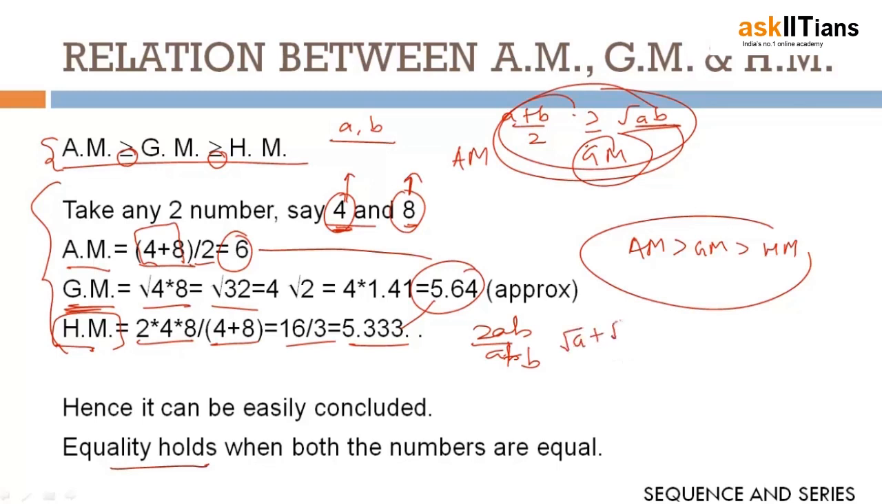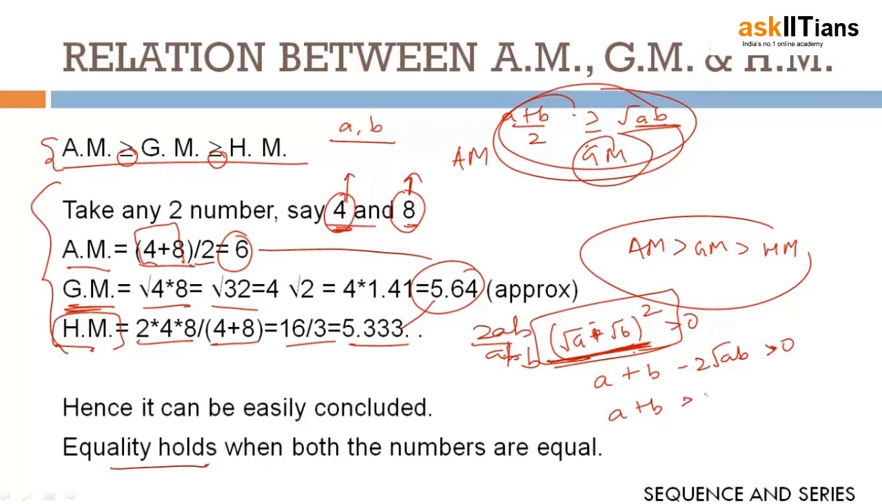If I write (root a plus root b) whole square, or (root a minus root b) whole square, something like this, I'll get a plus b minus 2 root ab. This is clearly greater than or equal to 0 since it is a whole square. So from this you will get that a plus b by 2 is greater than root ab, and of course it will be equal when these two are equal.